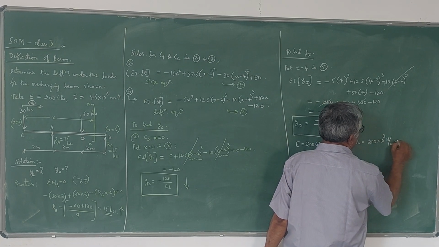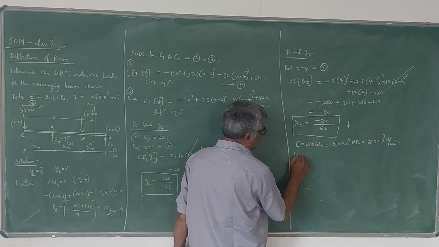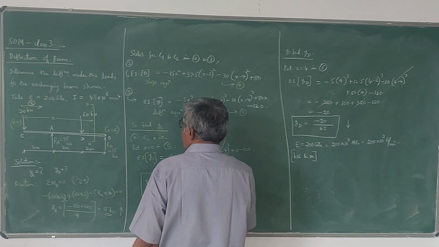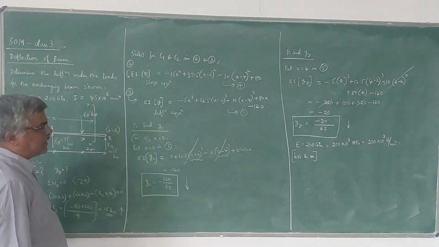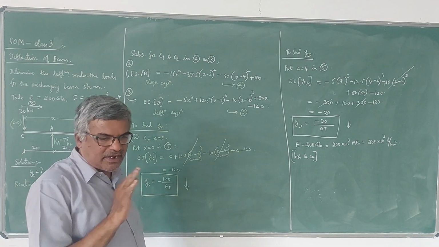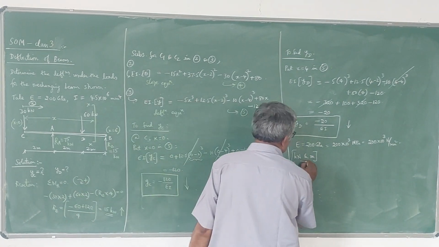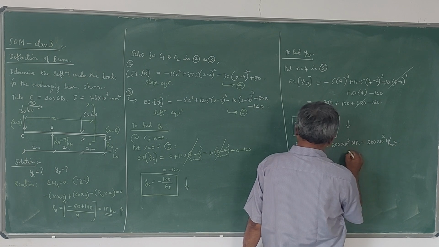Now we should be very careful here. Let us take one unit system, that is kilonewton and meter. Because all these loads are in kilonewtons, I want to keep the load unit as kilonewton, and the spans are in meters, therefore I stick to kilonewton and meter. That means this should be converted to kilonewton per meter square. Now let us see how we can do it.